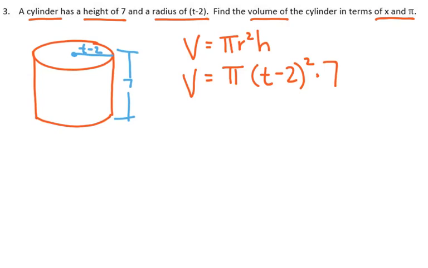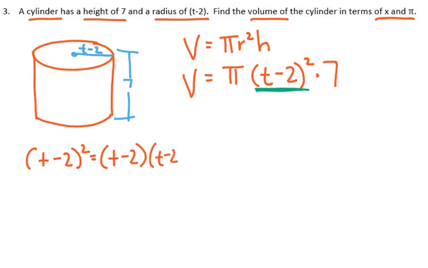I'm going to do a little sidebar here on this t minus 2. When you have a binomial written like that as a binomial squared, t minus 2 squared, that is the same thing as writing it as t minus 2 times t minus 2. Now we're going to discuss this a lot later. But we know how to multiply this already, so we're going to go ahead and do that.